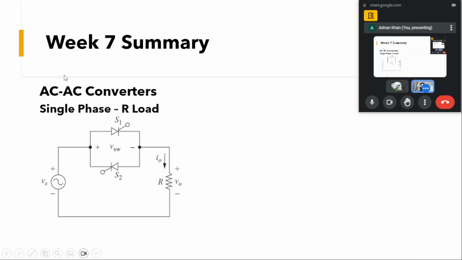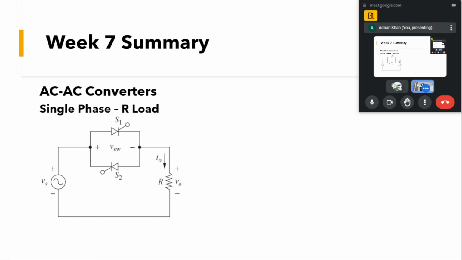So what other things were taught in the other topic is AC to AC converters. Firstly we had a rectifier, we had AC, then we had a DC here, we were rectifying it. But now we want an AC to AC conversion. We have an AC input and at the output we want AC as well. And how do we want to achieve that?